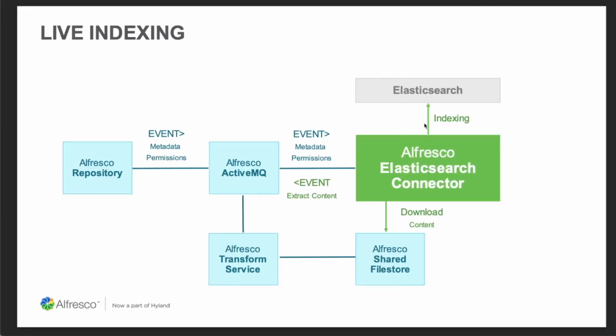Live indexing is the regular mode recommended for environments with a complete Elasticsearch index. Every time an event related with metadata and permissions is produced by Alfresco repository, the Alfresco Elasticsearch connector component consumes that event from the Alfresco ActiveMQ and creates the indexing request to Elasticsearch. If that event also includes content changes, Alfresco Elasticsearch connector creates a new transformation request message and downloads the text to be indexed from Alfresco's shared file store. And finally, the new indexing request to update the node is sent to the Elasticsearch server.